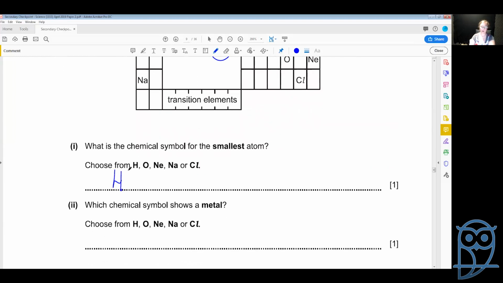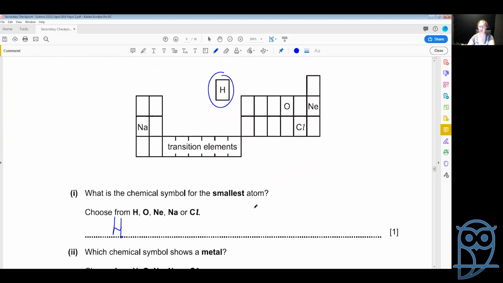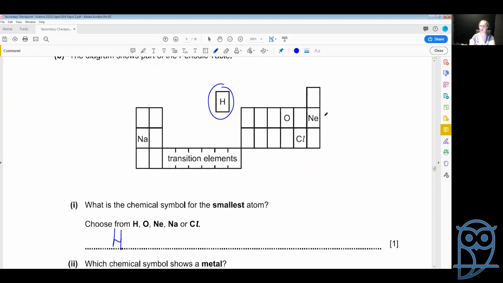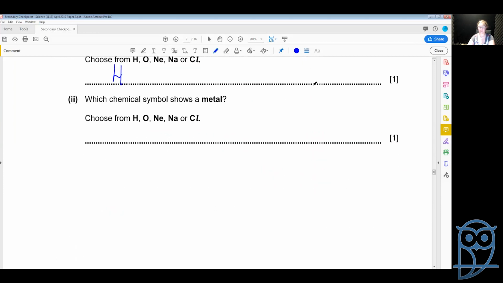So it says we can choose from these. So it's literally just testing to know that the smallest atom is that one that is normally put in that corner over there or over here or somewhere separate called H.